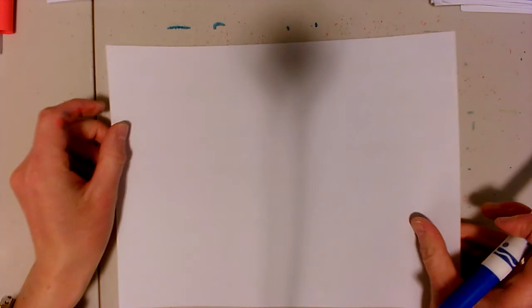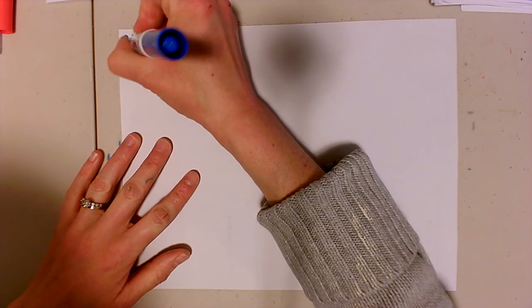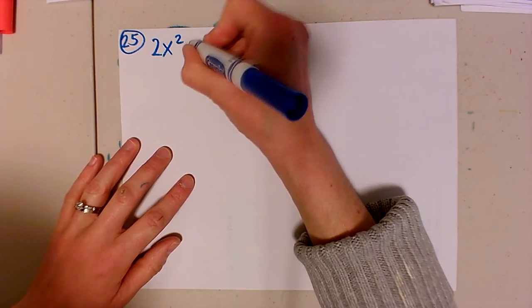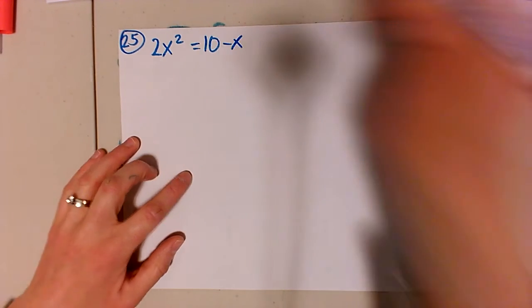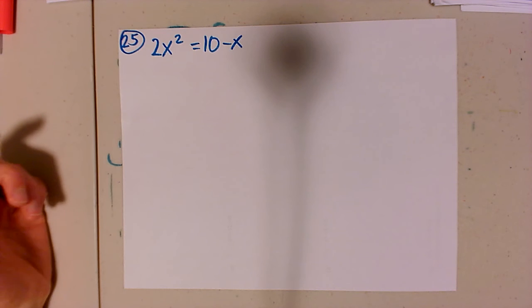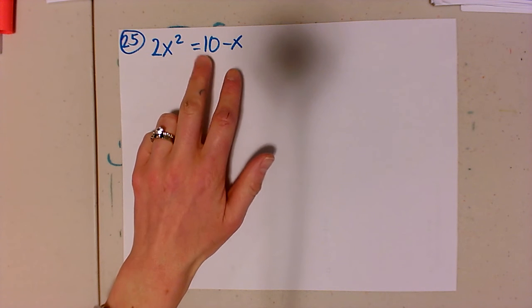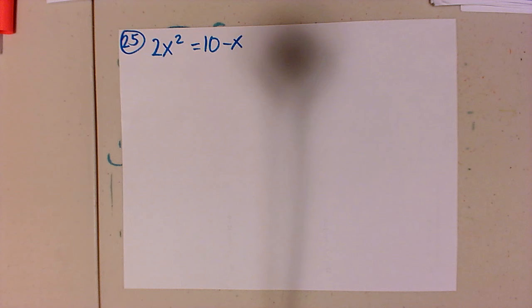So moving on to, well, we have this next problem numbered as 25. So 25 looks different than some of the other ones we've seen. We have 2x squared equals 10 minus x. For this one, it's not in standard form. We've got a few things on the other side of the equal sign. All the problems we've seen so far have been set equal to 0, and this one's not. So we're going to have to do a little work to get it the way we want to start the problem off.